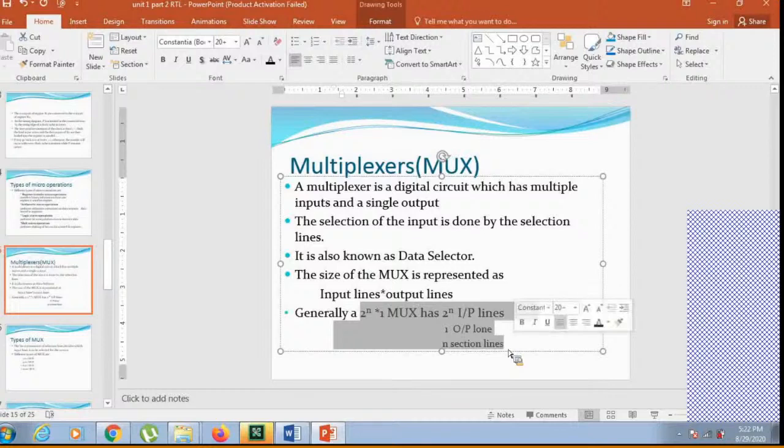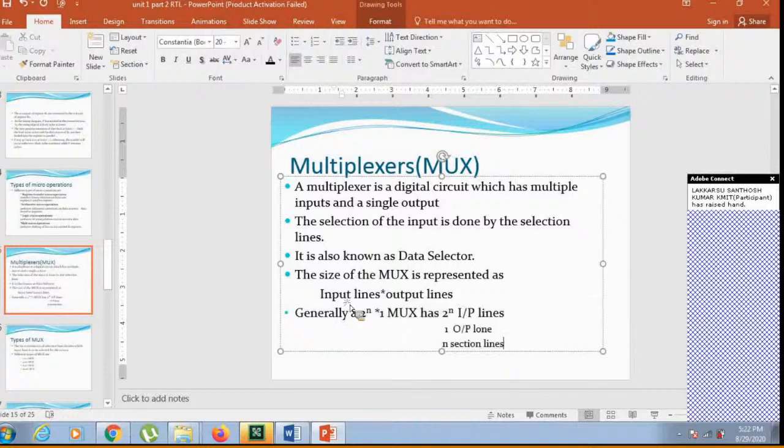Just concentrate on this multiplexer topic. If you don't understand this multiplexer, you may not understand the further topics. It is an easy subject, so try to concentrate on this. If you have any doubts, you can ask me later. Just first listen to what I am teaching.